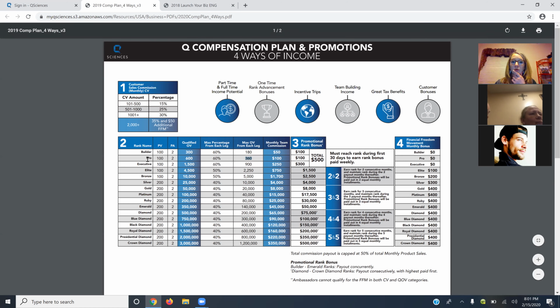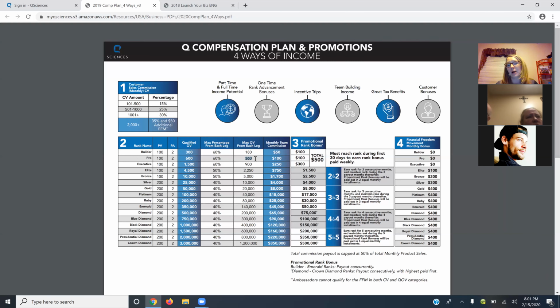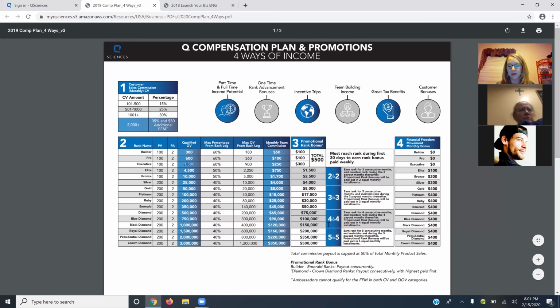So if you hit pro in your first 60 days, then boom, you get another $100 loaded onto your QPay card. And that is, like I said, by having your 2 people with 600 between those 2 legs, no more than 360 on one side. It's okay if you have more, it just won't count towards that rank. To get to executive, you need 1,500 between 2 legs. You can take no more than 900 from one side. So basically it's 9 and 6 on each side of the tracks here.